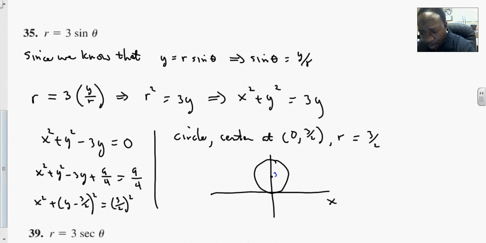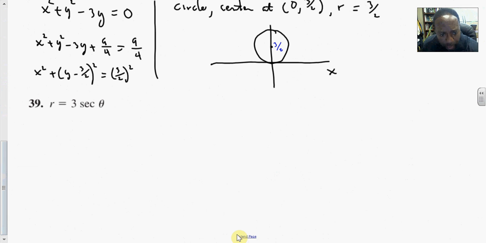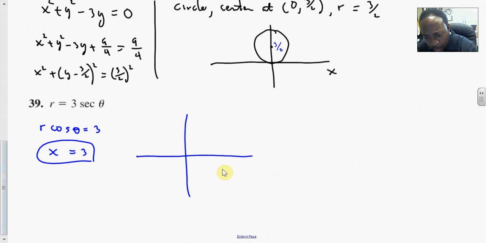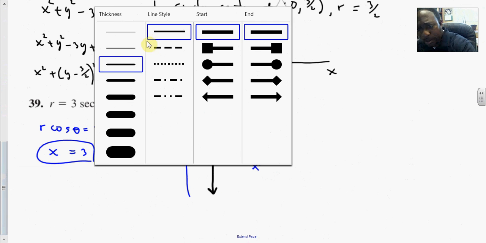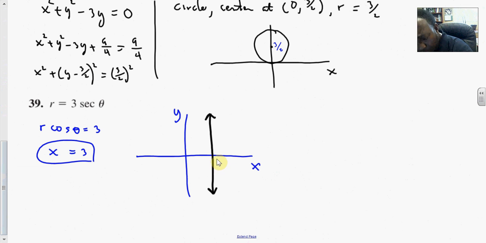That's a crazy 2 down there. Okay. So this one, secant is 1 over cosine, so this is r cosine theta is equal to 3, but r cosine theta is x, equal to 3. It's just a vertical line.